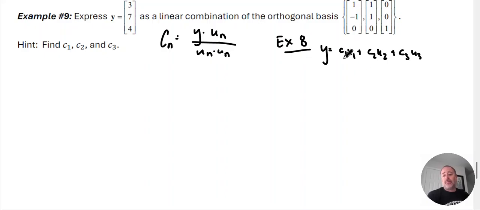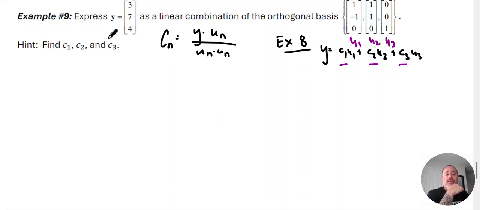If you look at the work that I did for example number 8, you will get this equation for each individual value of c sub 1, c sub 2, c sub 3. C sub 1, 2, 3 are just going to be the scalars of those matrices. So I'm going to go ahead up here and write down that we have a c1 u sub 1, c2 u sub 2, c3 u sub 3. If we had another column, then we would have a c4 u sub 4 here.